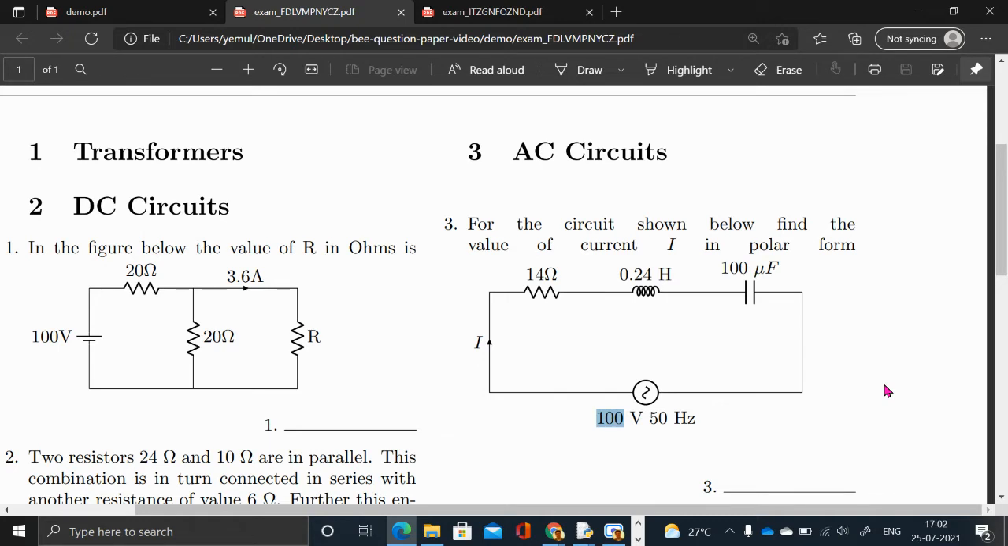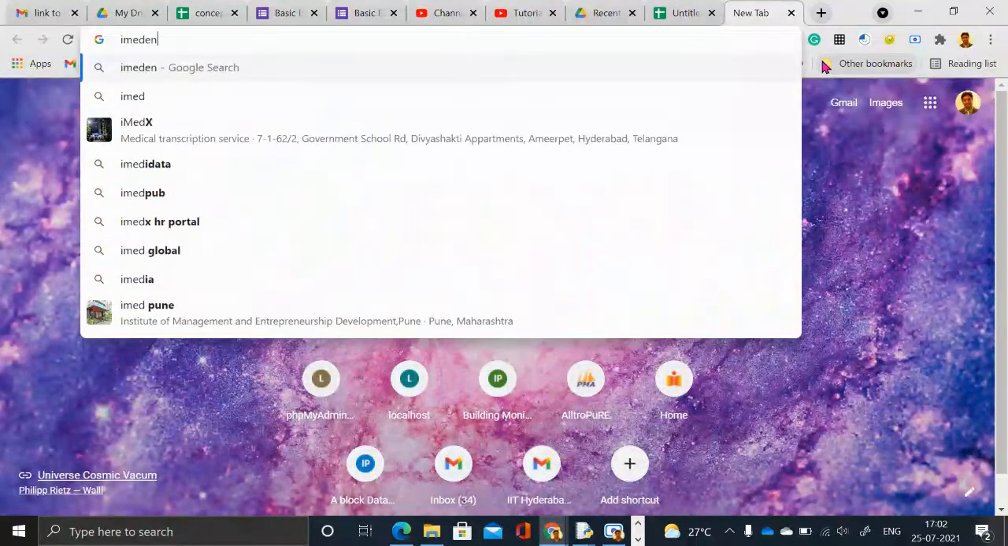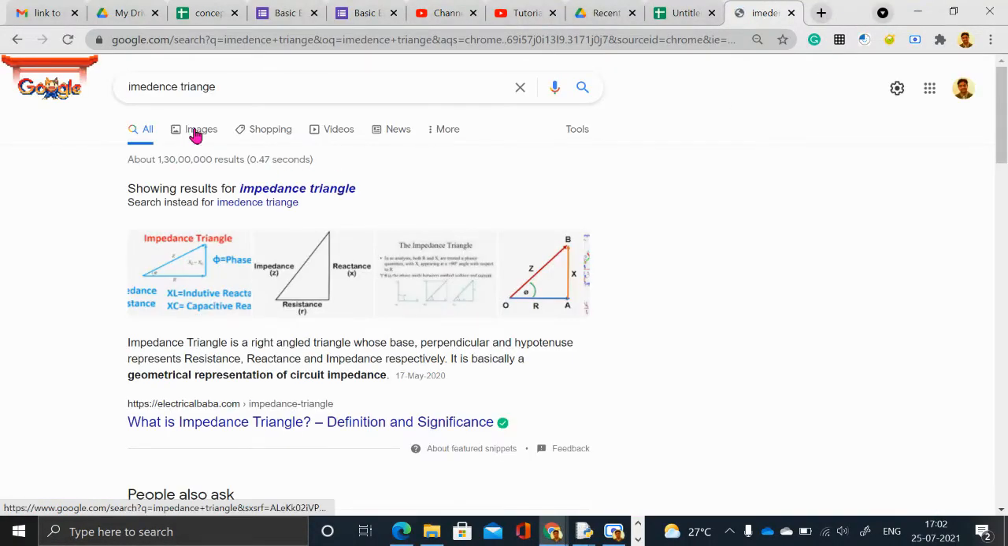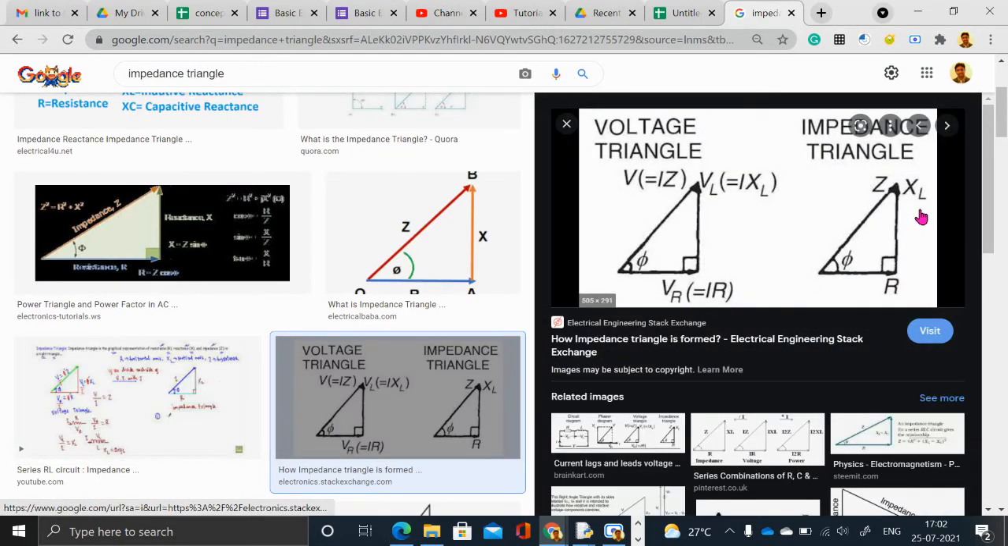But how do you find the phase angle? If you go to the impedance triangle, I'm just doing a simple Google search for images, and there is an impedance triangle. Resistance is on the x-axis, reactance is on the y-axis, and phi is the phase angle. So how do I get the phi angle? It is nothing but tan inverse of X by R, because tan theta is opposite by adjacent, if I remember my trigonometry correctly.